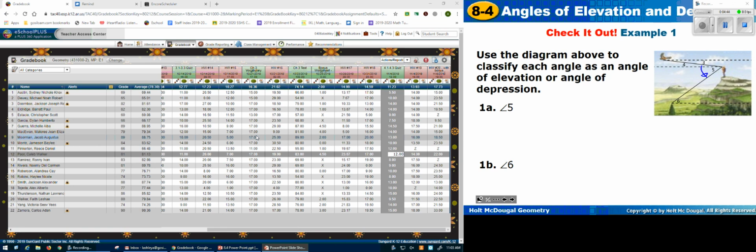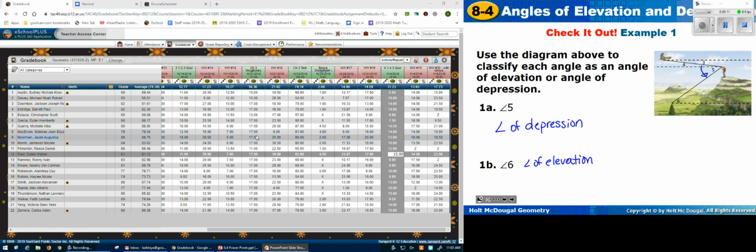Again, make sure you are putting, I'm glad that, I think it was Javi or Edwin who asked me? Javi. Make sure that you do put angle of. Don't just put depression or elevation. It's an angle of depression. But you can use that angle symbol. And then 6, what is 6 going to be? Elevation, so angle of elevation. And what do we know about 5 and 6?